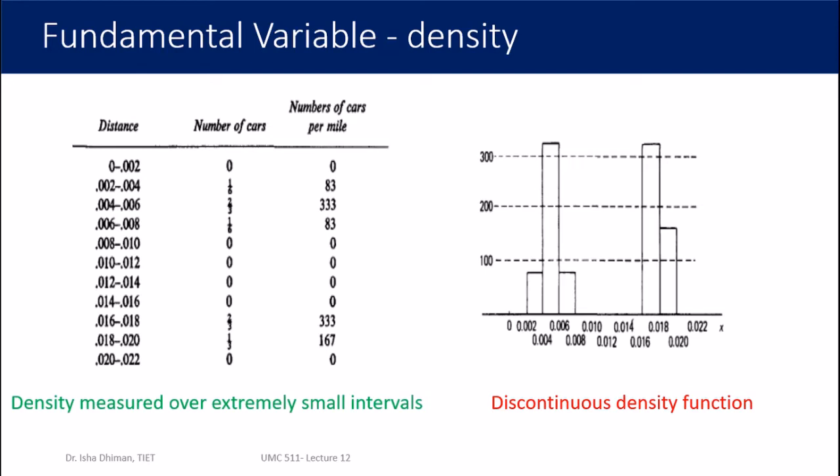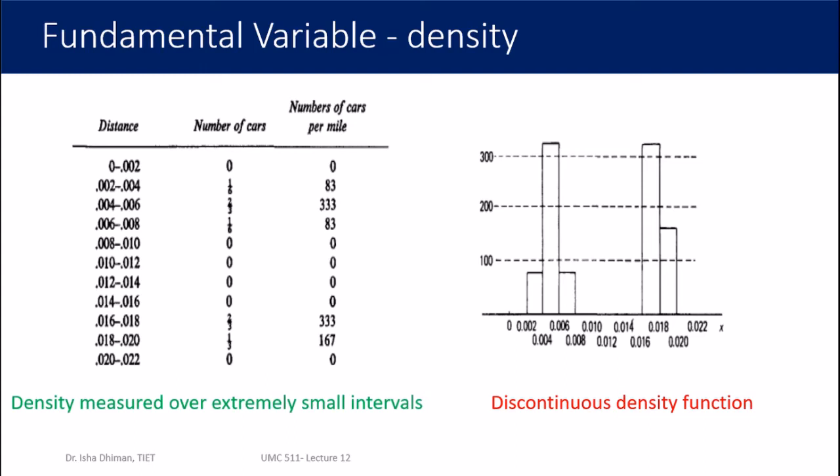So you get this data, number of cars per mile, and then if you plot it, you can see the plot on the right hand side. It's a discontinuous density function. From 0 to 0.002 there's no vehicle. From 0.002 to 0.004 there are 83 vehicles, and suddenly from 0.004 to 0.006 there are 333 vehicles. So there's a huge jump in the number of vehicles just moving over a small interval.